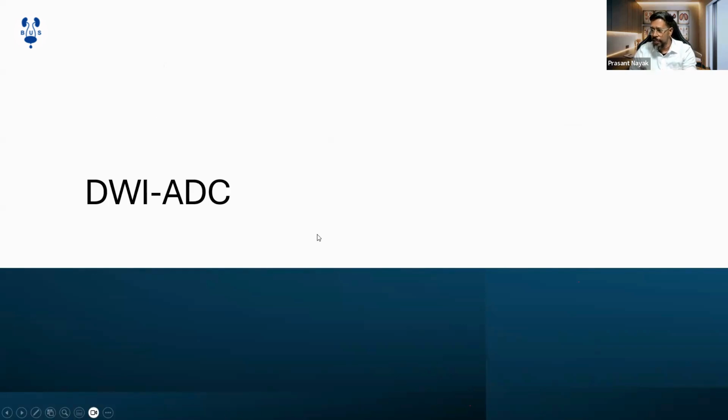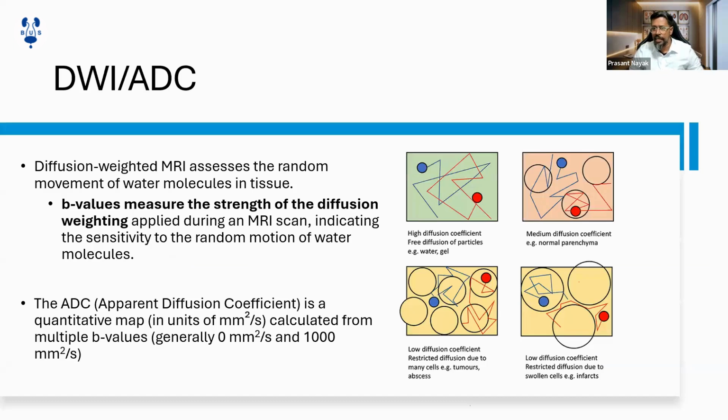I will come to T2 weighted later, but this is the most important thing because most of the prostate cancers occur in the peripheral zone of the prostate, and the sequences important for that are DWI and ADC.